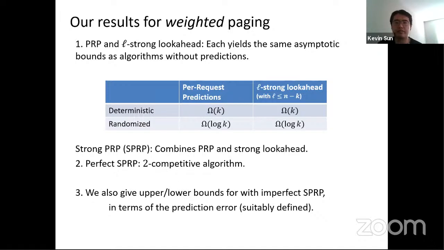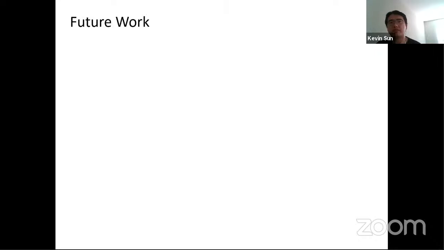For this, we give various upper and lower bounds. The definitions of the errors are somewhat technical, so I won't give the details, but we give various upper and lower bounds on what happens if this prediction model is not completely correct. I'll just briefly mention some future work. One is to find and analyze other prediction models.